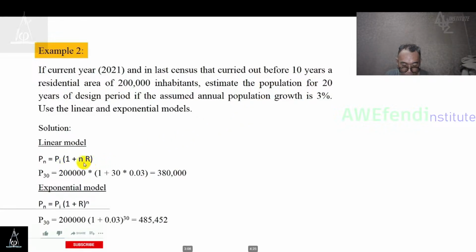Here the difference with n. N here equals 10 plus 20, so 30. P30 equals 200,000 times (1 plus 30 times 0.03) equals 380,000. And by exponential model, the result 485,452. See here, always the exponential model result is higher than the result of linear model.